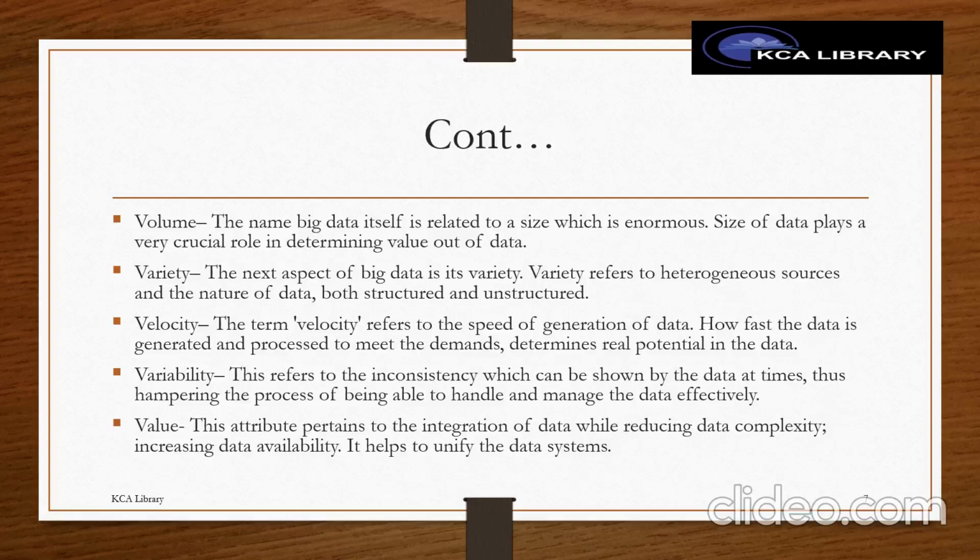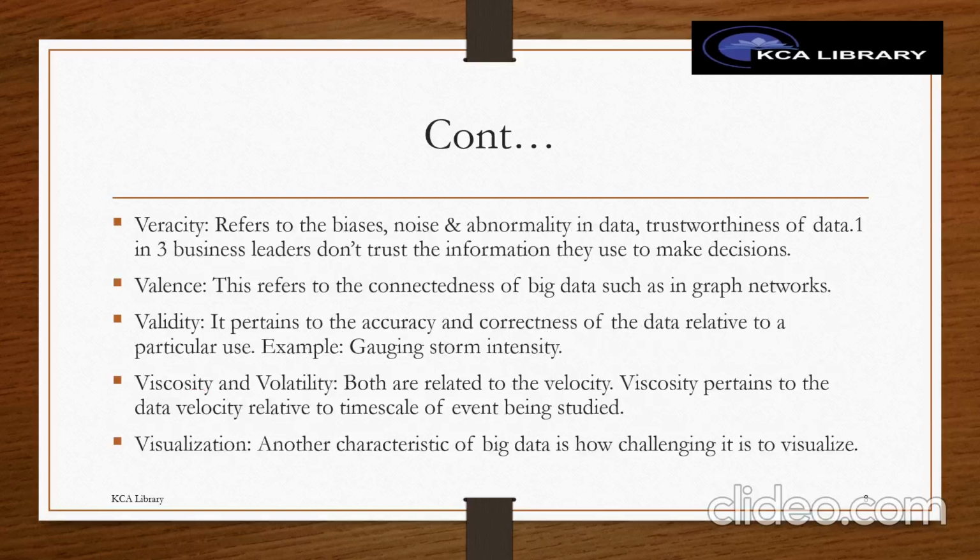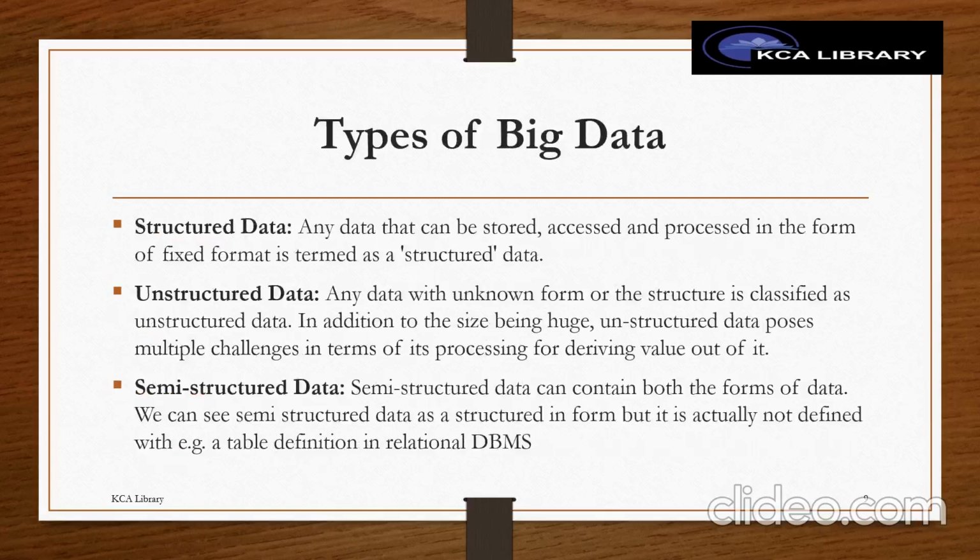For example, variability, value. We have explained veracity. Valency refers to the connectedness of big data, such as in graph networks. We have validity. It tells us about correctness or accuracy of data that is being retrieved. Viscosity, visualization. So all those are the characteristics of big data.